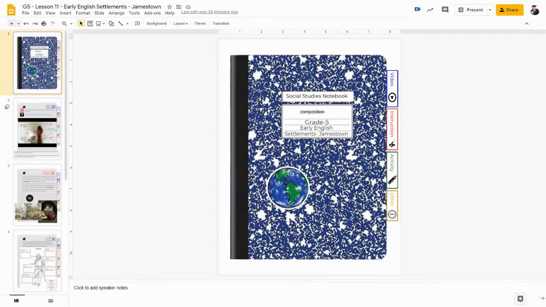Now, remember, this lesson is still about the early English settlements. The focus this week is on Jamestown. So after you studied Roanoke in your last lesson, you will notice that the information here is the same, except a little bit different. And what I mean by different is we have more of a focus on Jamestown.